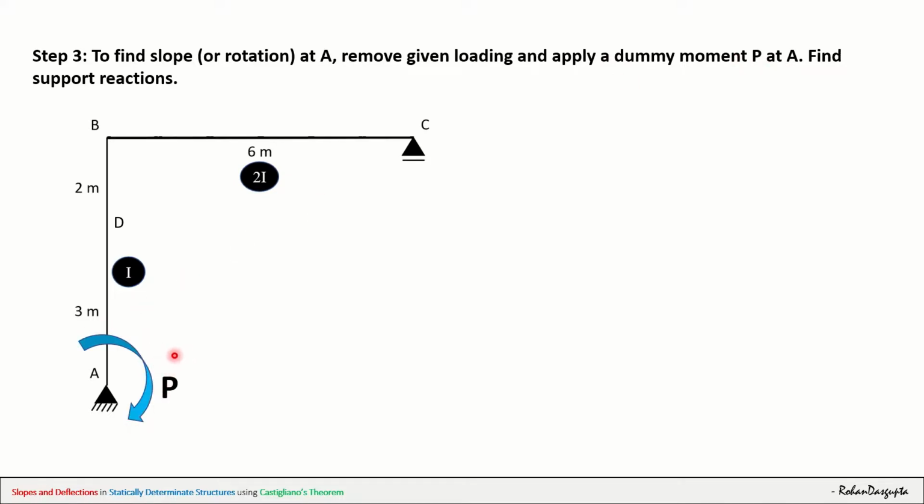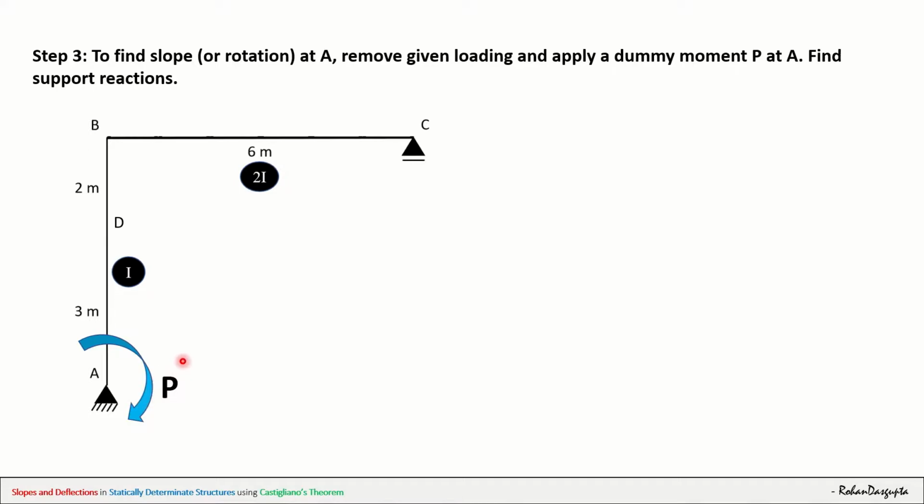The question may arise whether to take it clockwise or anti-clockwise. The answer is it does not matter. You can take anything. Suppose I have taken clockwise here and my final answer comes in minus. That means the rotation will be in the anti-clockwise direction. If it comes plus, then it means it is the clockwise direction only. So it's as simple as that.